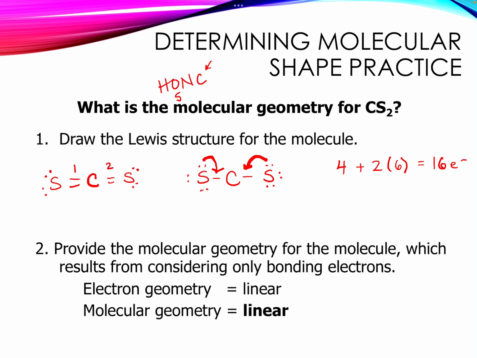So it's also linear. And again, had I asked you for the bond angles, this would be 180 degrees for our bond angles because that corresponds to a linear electron group geometry.